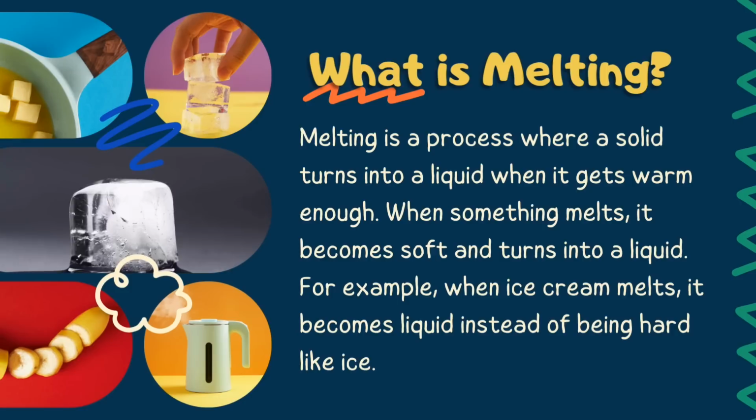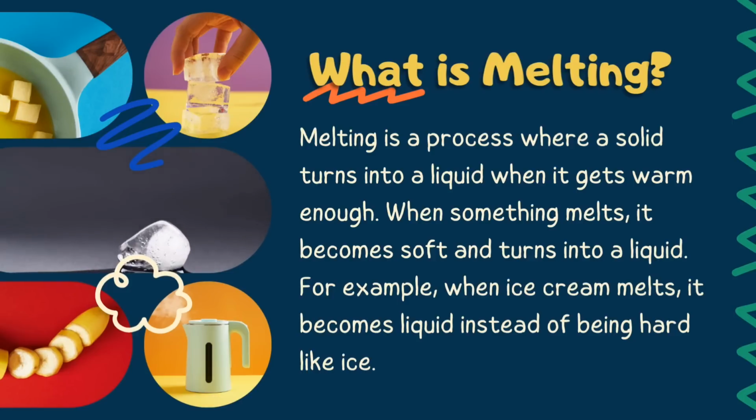Okay, now, let's talk about melting. So, what is melting? Melting is a process where a solid turns into a liquid when it gets warm enough or when we apply heat, no? Okay. So, when something melts, it becomes soft and turns into a liquid. For example, when ice cream melts, it becomes liquid instead of being hard like ice.